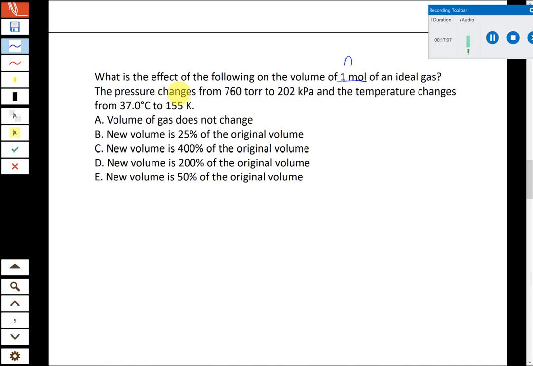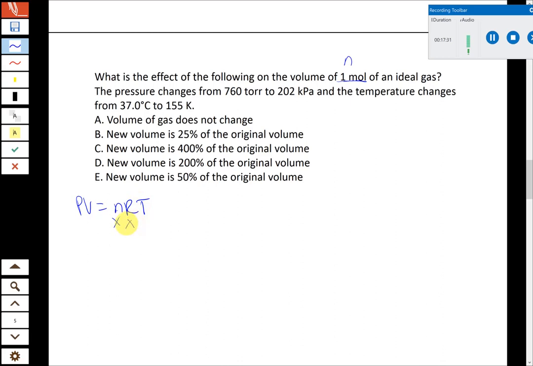So the real challenge with this problem, I think, well, one of the challenges, is getting the units right because they're all different, 2 different pressure units, 2 different temperature units. But the approach we're going to use is the same as the last problem. PV equals nRT, and we figure out which ones are changing. So we have 1 mole of an ideal gas. We're not told anything about that changing, so that's going to be constant. And then R is also constant.